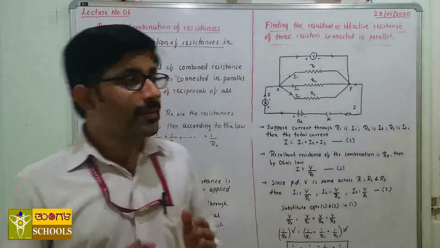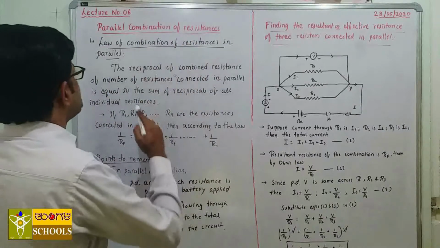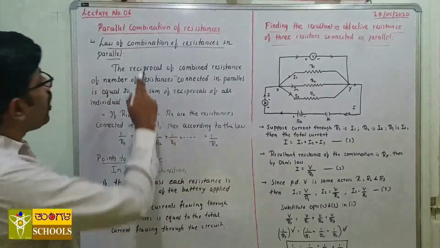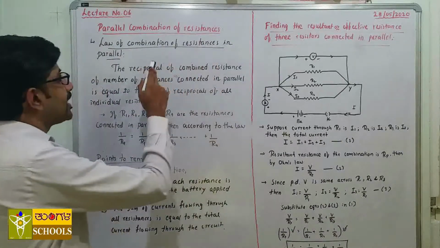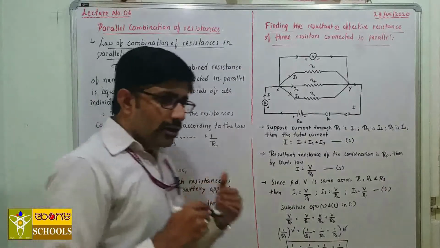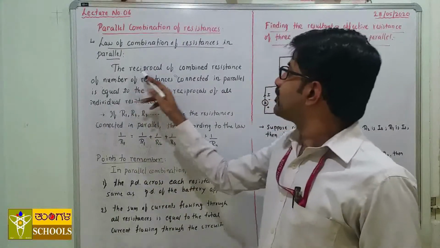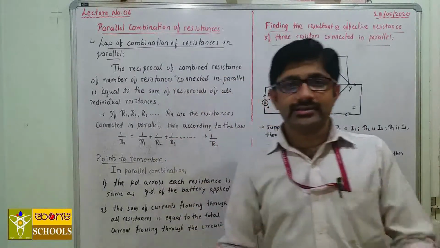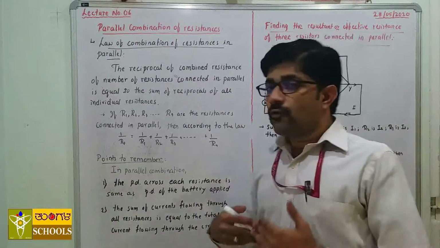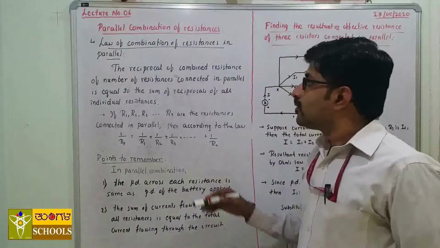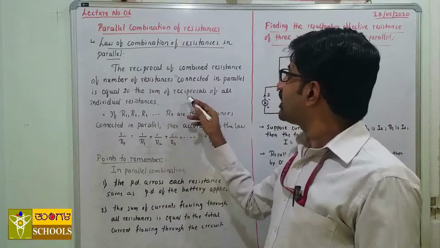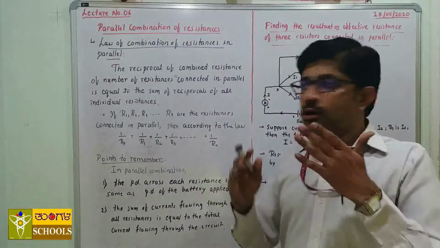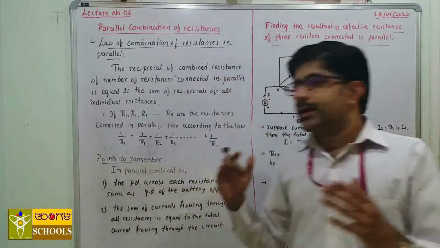Next will be the parallel combination of resistances. The parallel combination of resistances also has a law, that is the law of combination of resistances in parallel. According to that law, the reciprocal of the combined resistance of all the resistors connected in parallel is equal to the sum of reciprocals of all the individual resistances.